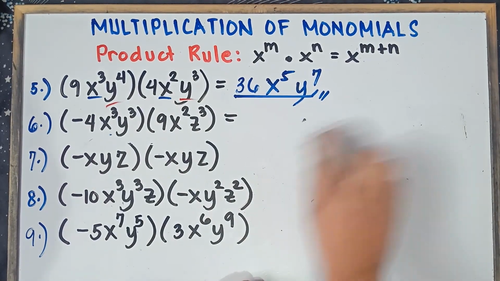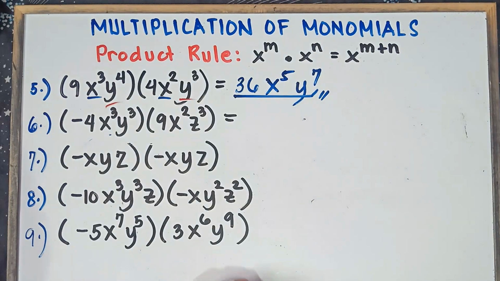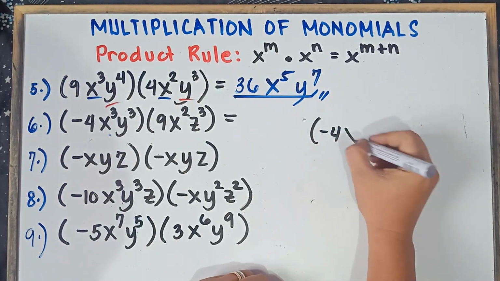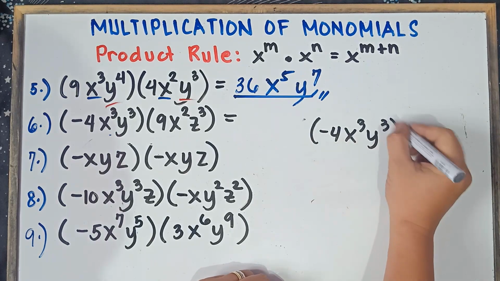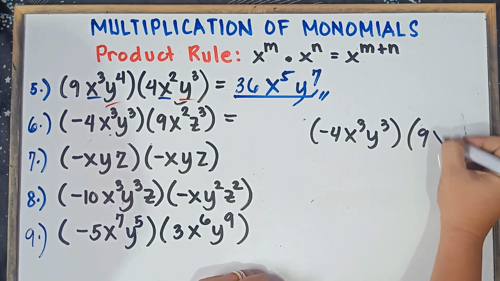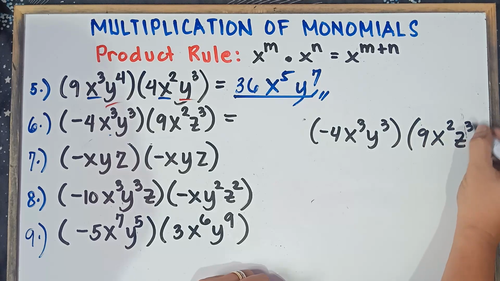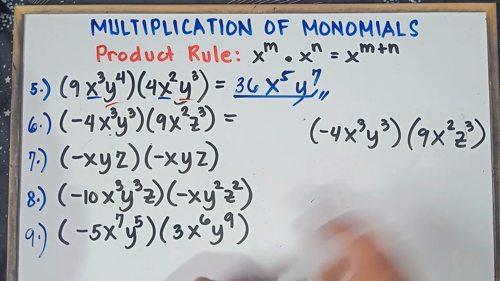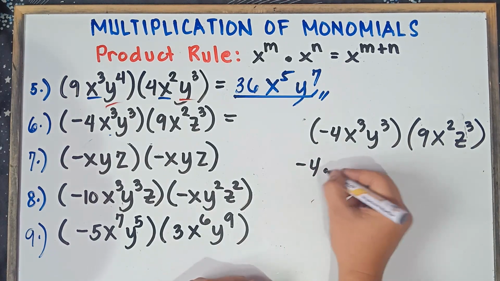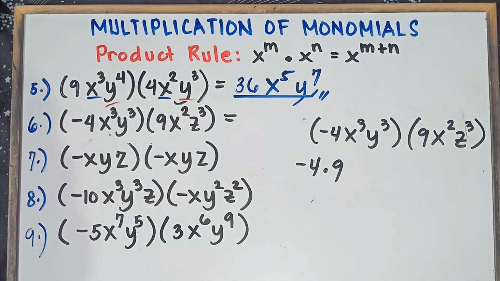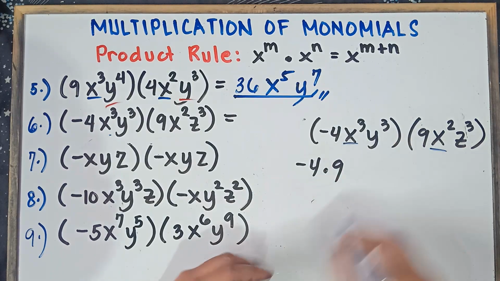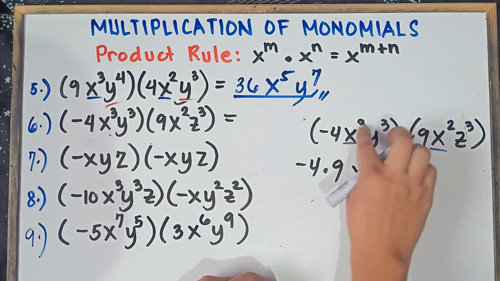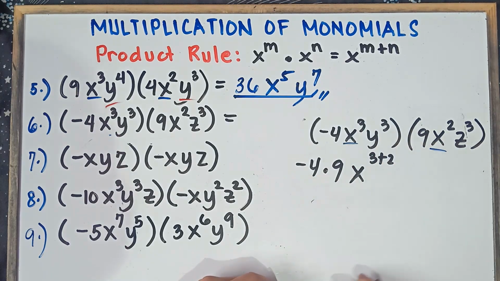Alright, so let's proceed now to example number 6. So we have negative 4, x cubed, y cubed, and then positive 9, x squared, z raised to the power of 3. Alright, so negative 4 times positive 9. Same x. Okay, same x. Copy x. Add exponent 3 plus 2.